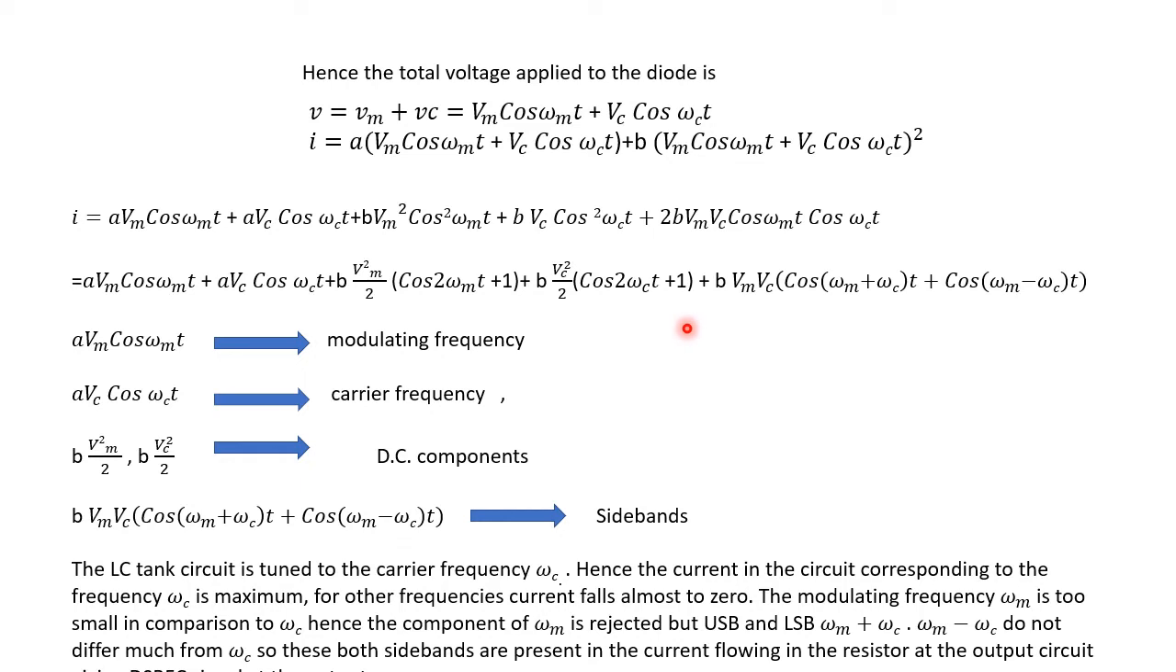Remaining terms, that is B·Vm·Vc [cos(ωc + ωm)t + cos(ωc − ωm)t], these are the sidebands. The first one is the upper sideband and the second one is the lower sideband.